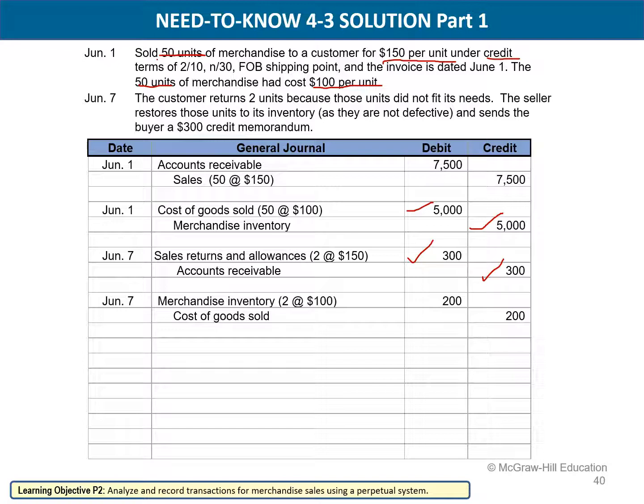And then we have to undo the effect of the cost side, right? So merchandise inventory, the cost was $100. They returned 2 units, so our inventory is going to go up by $200. And our cost of goods sold is going to go down by $200. So we debit inventory and credit cost of goods sold. So here's your initial transaction, but then we return some of it, right? And then here is the cost side, but then we have to undo the cost part in this entry, okay?